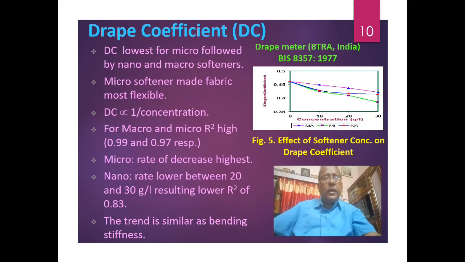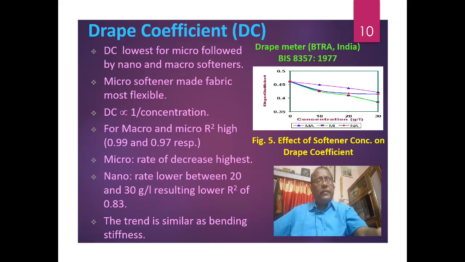Another measure of fabric stiffness is drape, which is measured with a drape meter, where the fabric is kept over a circular disc and allowed to fall freely. If the area of the shadow under the disc is higher, that means the fabric is more flexible and the drape is high. If the area of the shadow is similar to the plate, the fabric is stiffer. The measurement was made as per BIS standard 8357 of the year 1977. Drape coefficient was lowest for micro, followed by nano and macro. Micro softener makes the fabric most flexible.